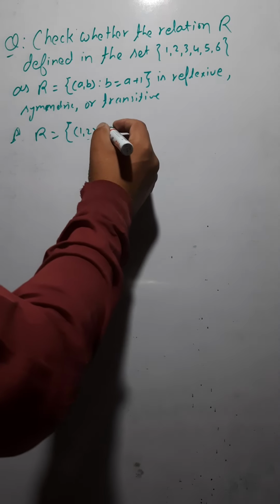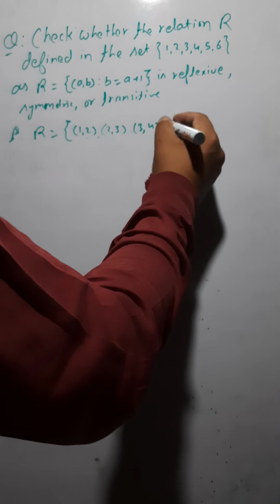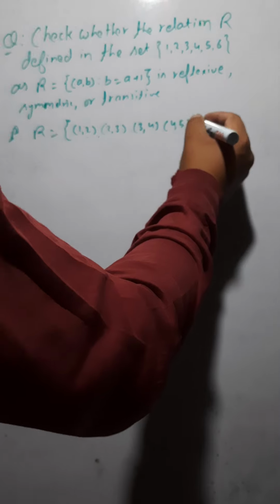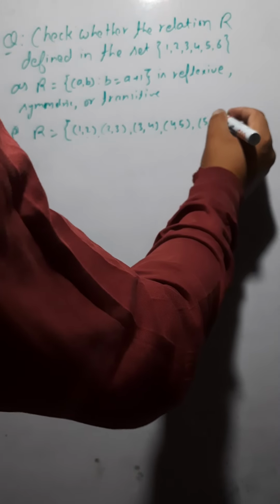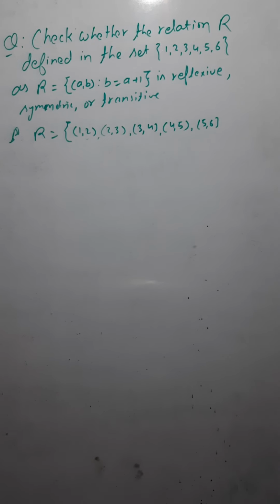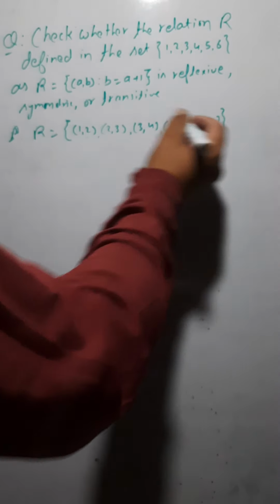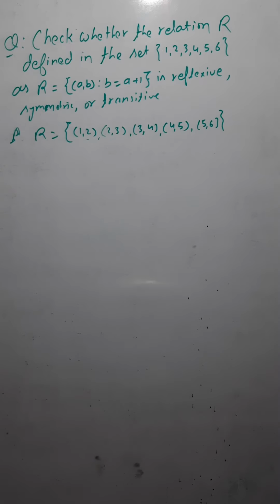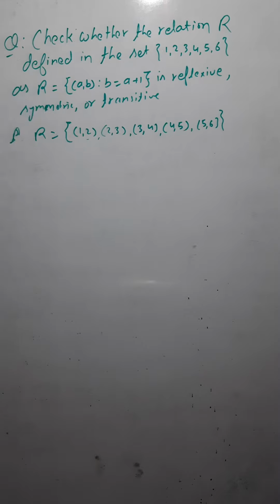Yes, it would contain (2, 3) also. Then it would have (3, 4), similarly (4, 5), and similarly (5, 6). Any other? Just check. Only these are the pairs there: (1, 2), (2, 3), (3, 4), (4, 5) and (5, 6). So these are the possible ordered pairs in the relation according to the given condition.